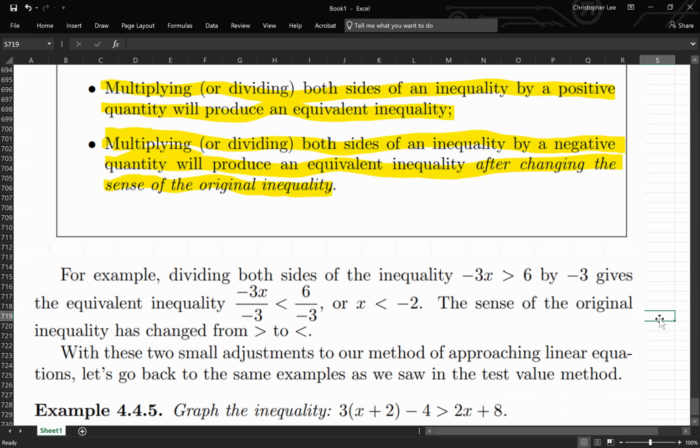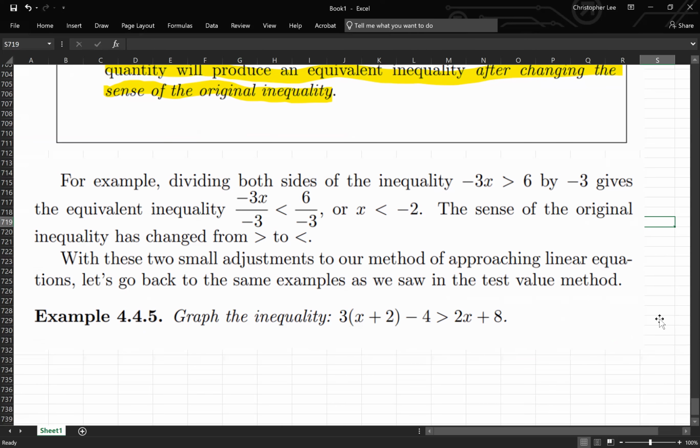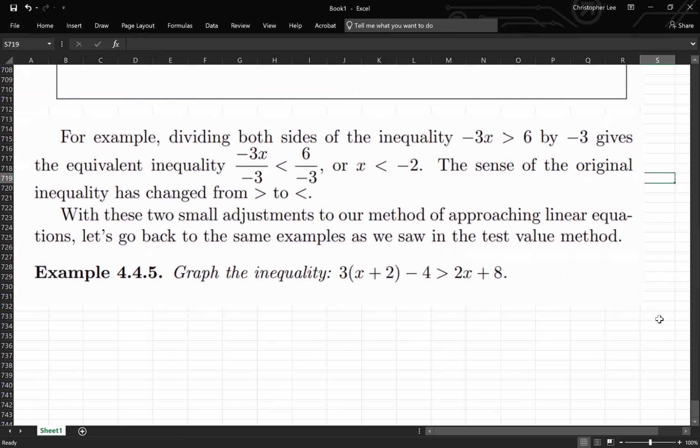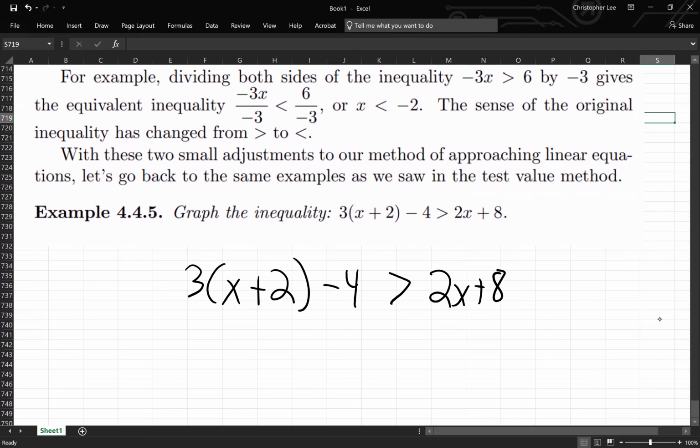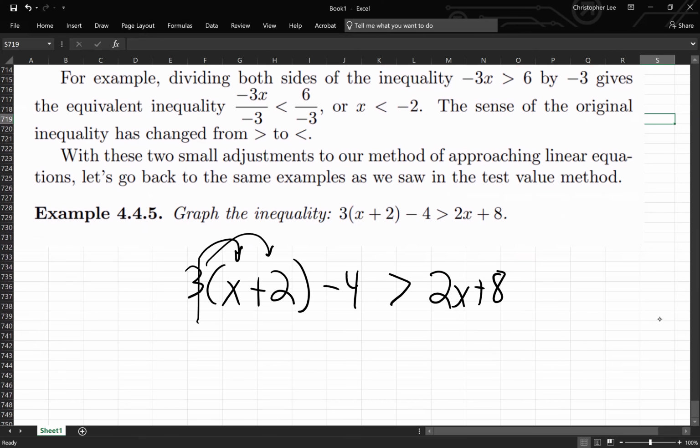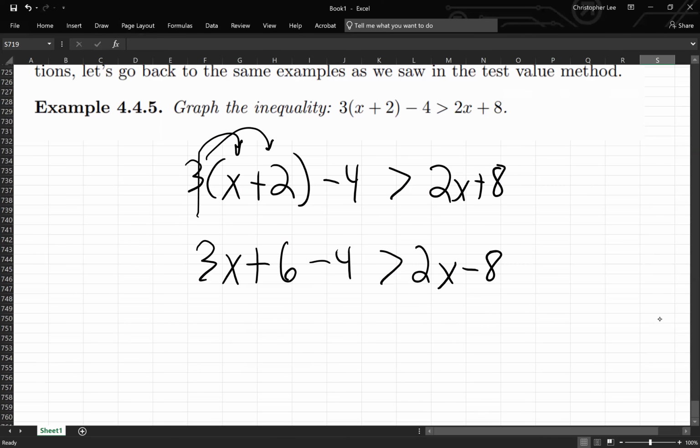With these two small adjustments to our method of approaching linear inequalities, let's go back to some examples we saw in the test value method, right? So remember I had this one, 3 times the quantity x plus 2 minus 4 greater than 2x plus 8. So watch what happens now, right? Distribute this. 3x plus 6 minus 4 greater than 2x plus 8.